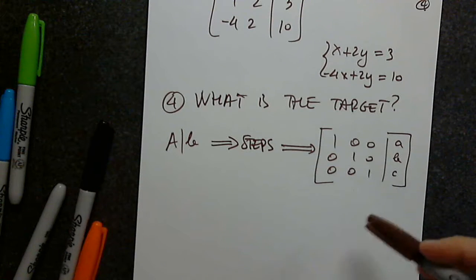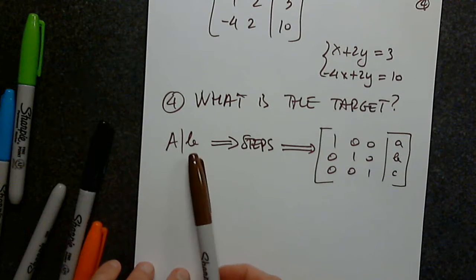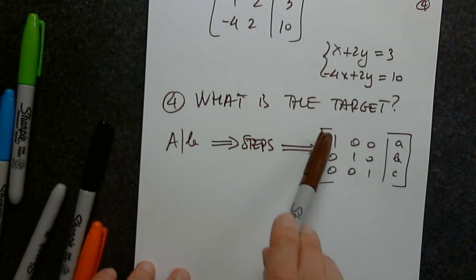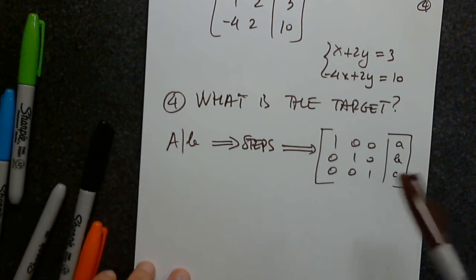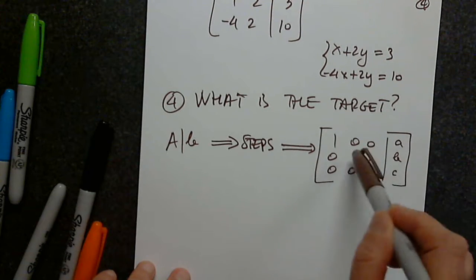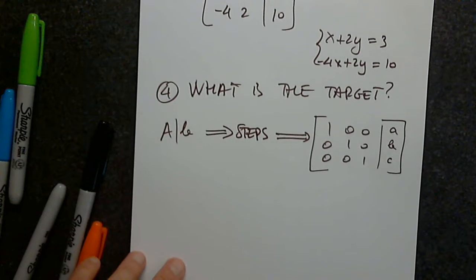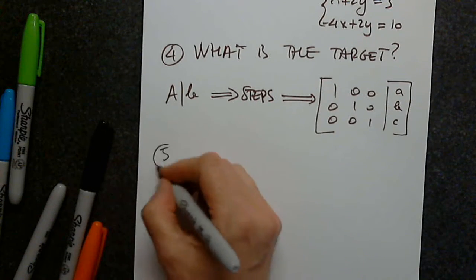Okay? So this is our target. We want to start with the augmented matrix, and we want to eliminate everything except the main column. So then we can say X must be this, Y must be this, Z must be this, because everything else is gone. So that was our target. Step number 5.